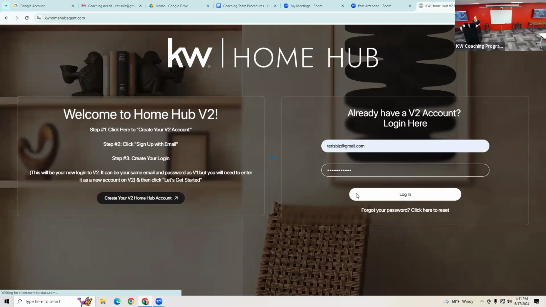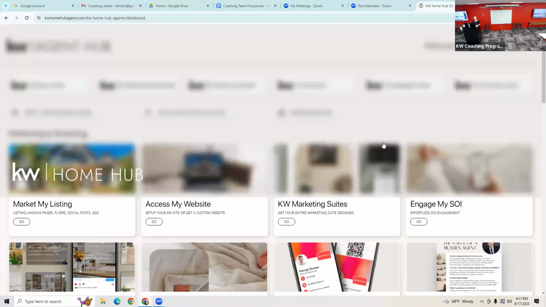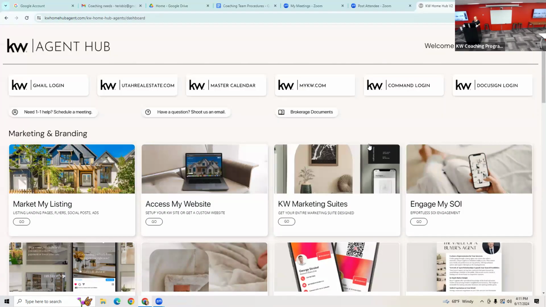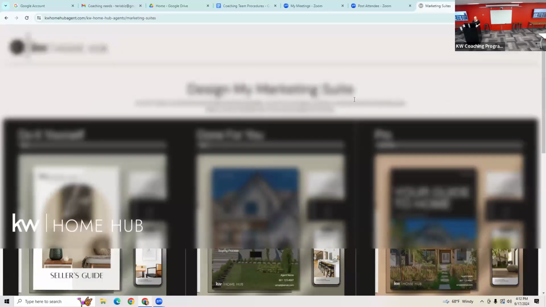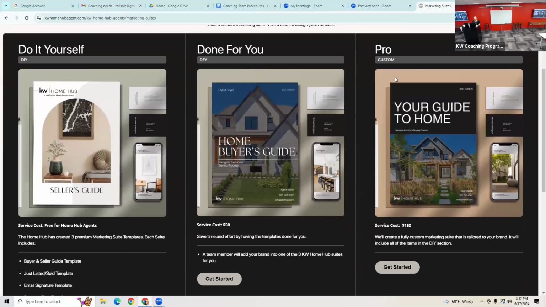We have a lot of marketing, a lot of really cool stuff on here. Where I'm going to spend the time today is in our KW marketing suites. So if you come in here, we like to lead with revenue is what we say. We do have a marketing company that can do all of this for you. So if you are getting stuck on this buyer guide, which is not hard at all, or sometimes it's just, I want someone else to do it for me, we do have this done for you section.